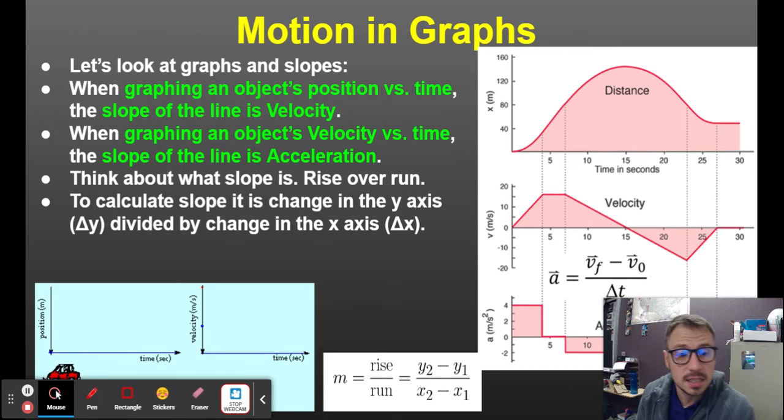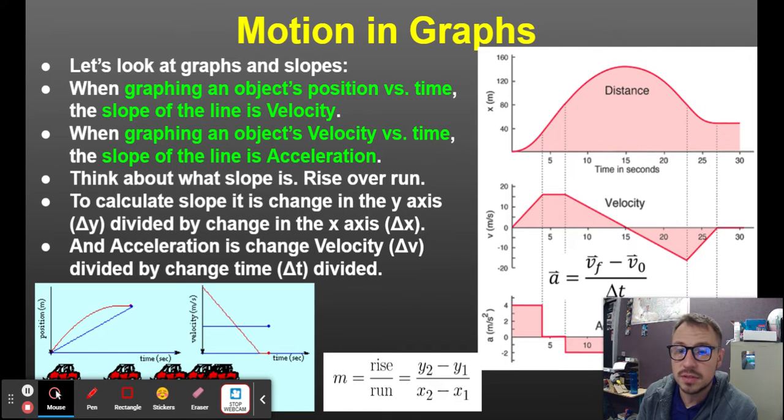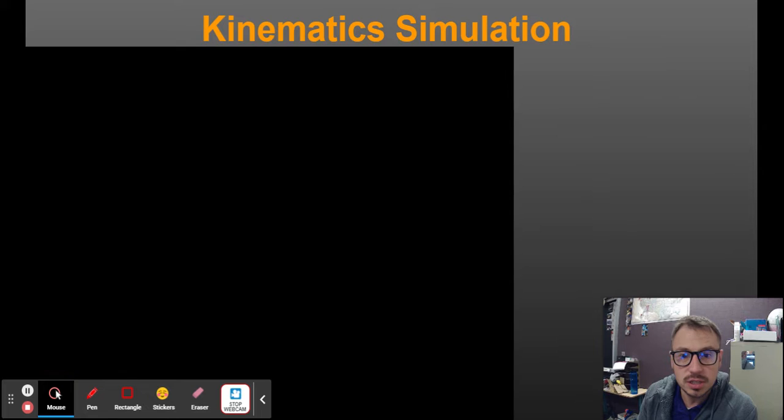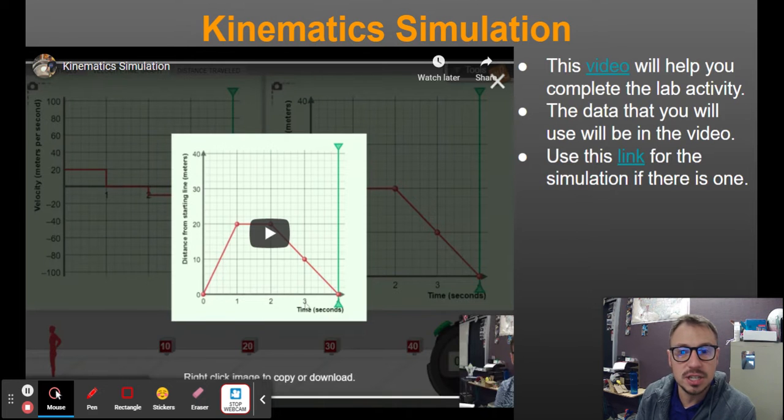And when graphing the velocity versus time, the slope is going to be change in velocity over change in time. That'll give you the acceleration. So that answers this question: how do the four conditions of motion, time, position, velocity, and acceleration, relate to each other? To answer this question, look at those slopes even more closely. We did the kinematic simulation.